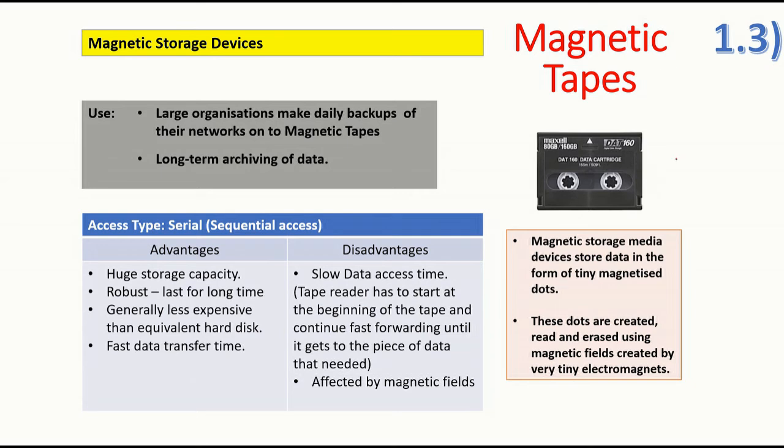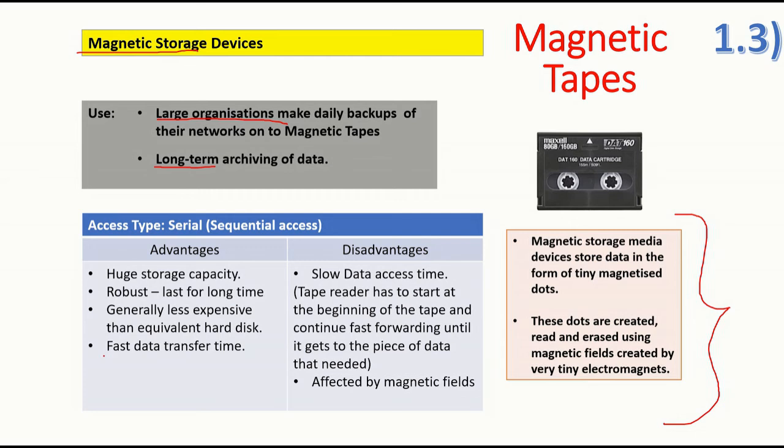The third device we are discussing today is a magnetic tape. As you can see, the technology used in a magnetic tape is the same as the previous two devices we discussed. The use of a magnetic tape is mainly in large organizations. They use it to make daily backups of their networks onto the magnetic tape. And this is used for long-term archiving of data, which means for long-term storage of data.